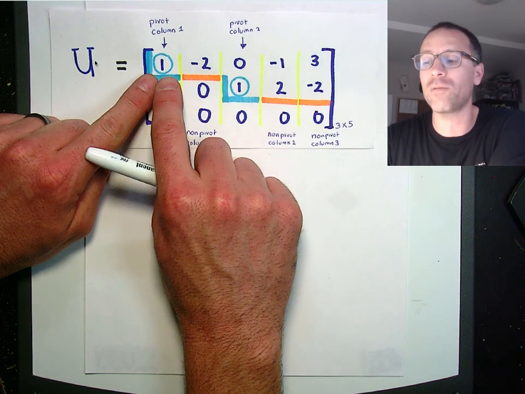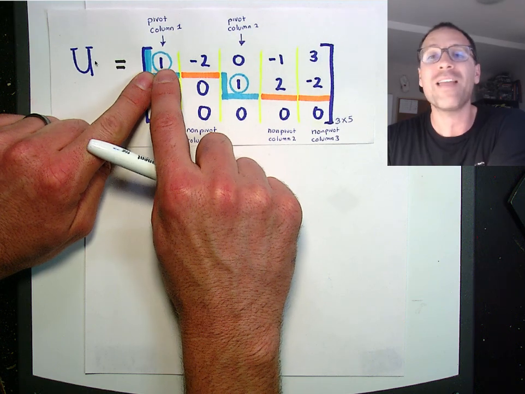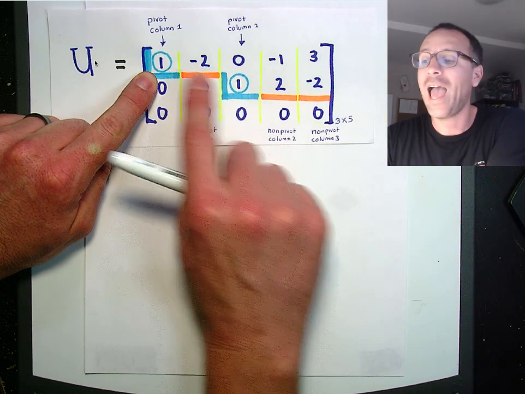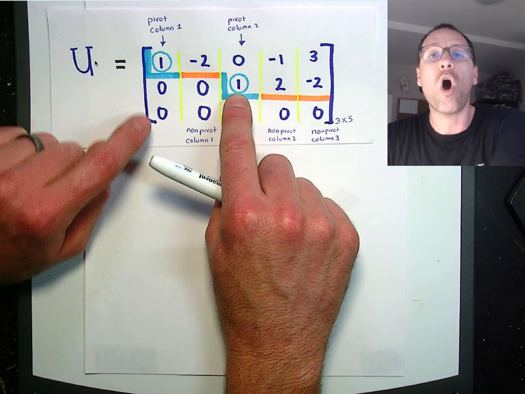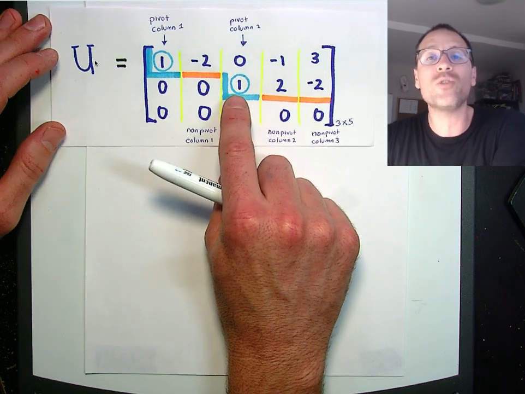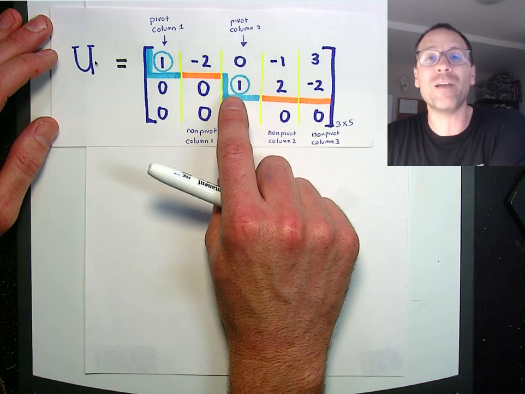So just look at those things in front. There's a 1 right there. That's going to be pivot column 1. And then this one right there, that's going to be pivot column 2. All the columns where those entries do not show up, we're going to call non-pivot columns.